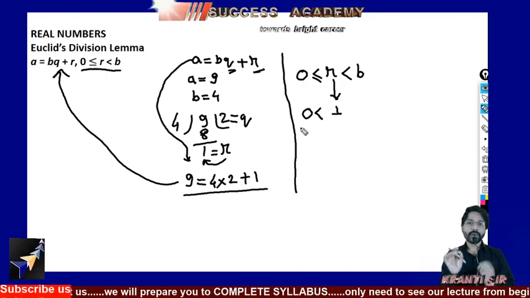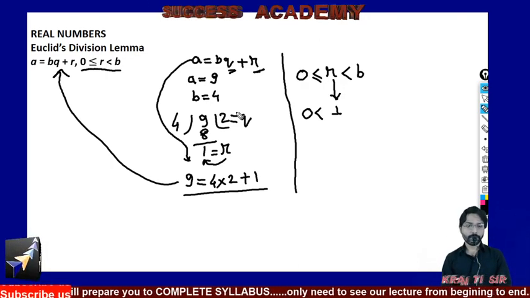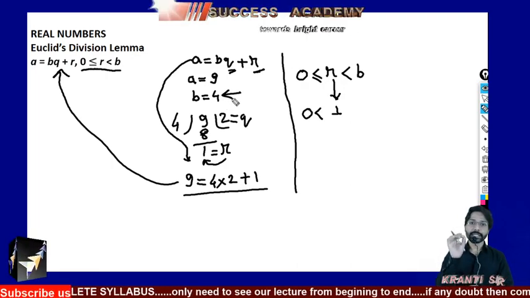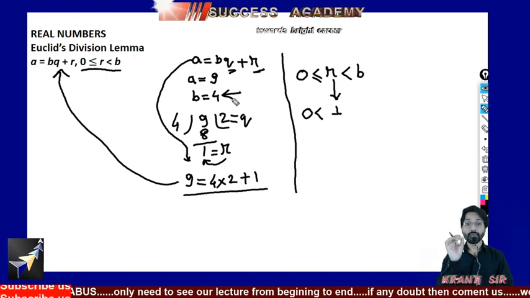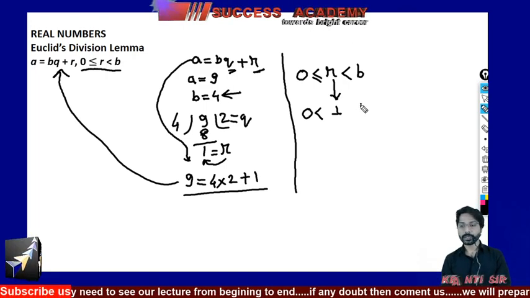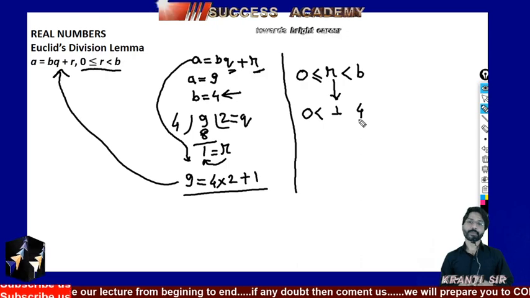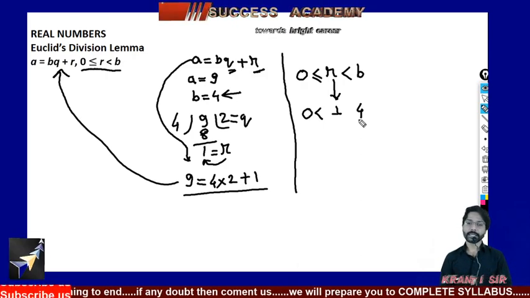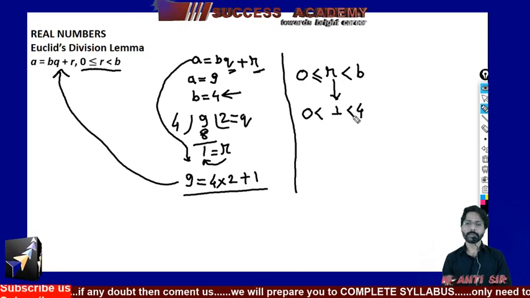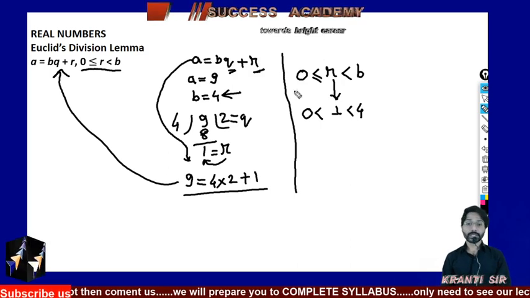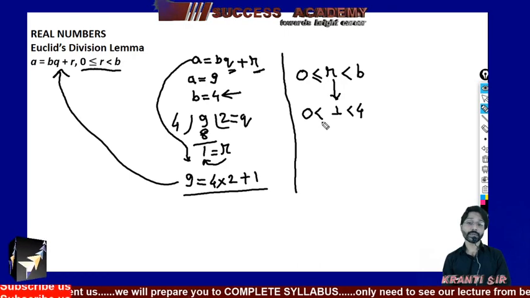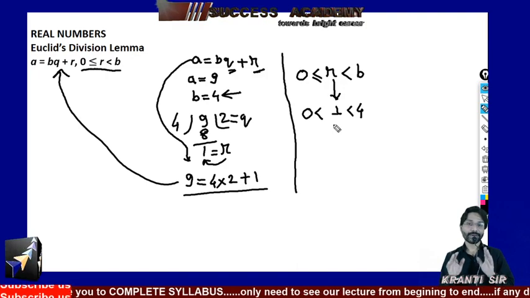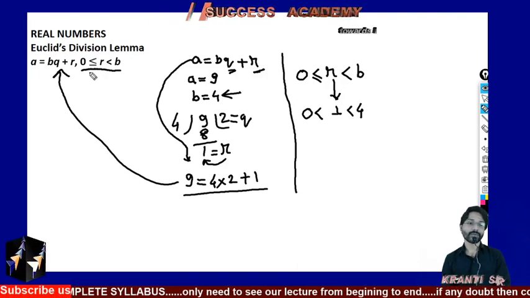Now what is the value of b you have? The value of b here is 4. So put 4 here. Now tell me, is 4 greater than 1? Obviously yes. Then you have to put only the symbol. So now see what you are getting: 0 is less than 1 and 1 is less than 4. Now it becomes easier for you to understand what it is saying.